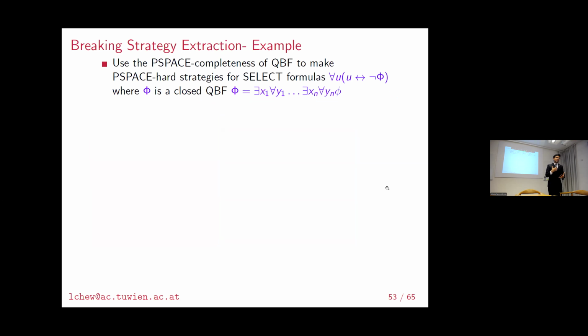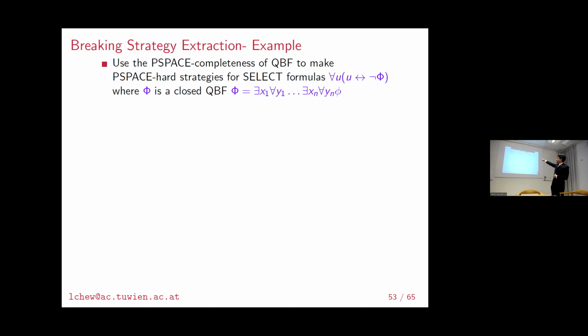And we can sort of understand this idea in special QBFs. So first of all, we're going to create a QBF with a p-space hard strategy, or a family of QBFs with p-space hard strategies. And that is that we just say that we have a universal variable. We say for all u, and we say u if and only if some QBF is false, right? This QBF is always going to be false, because you can always play u to equal the value of that closed QBF. But the strategy is going to be p-space hard in general, because this is a QBF.